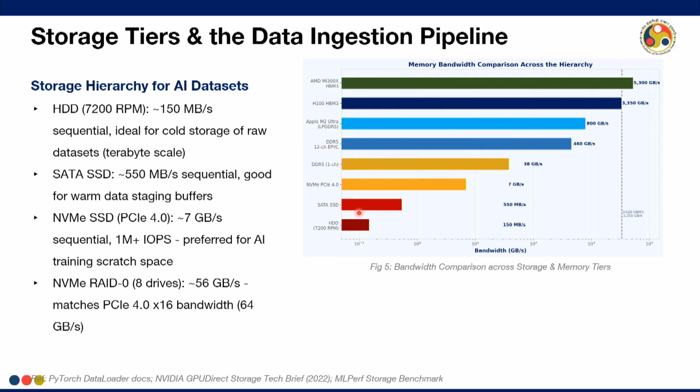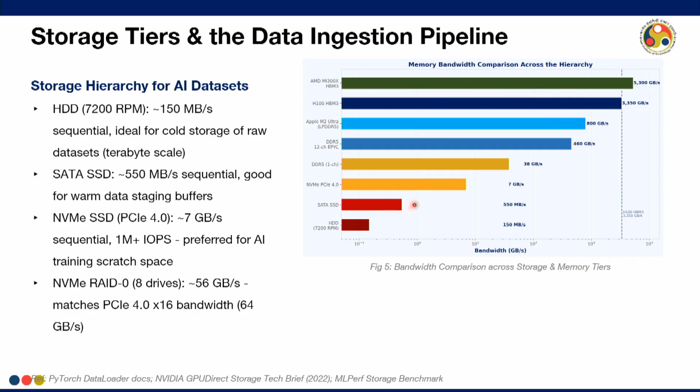In the SATA SSD, the solid state drive which is using the SATA port, you have around 550 megabytes per second, 550 MBps. This is sequential, which is good for warm data, staging buffers. We can use that for data staging. Okay, so this is good.